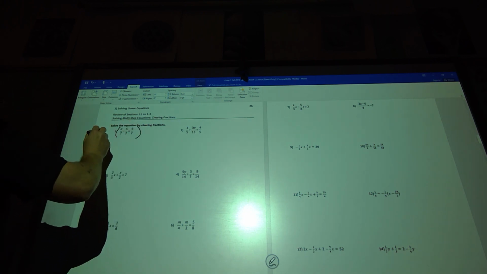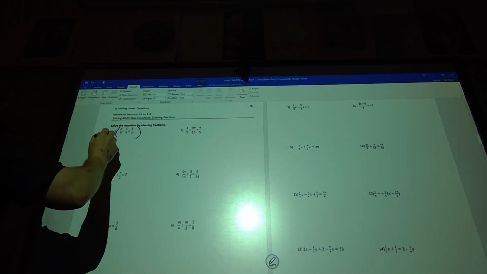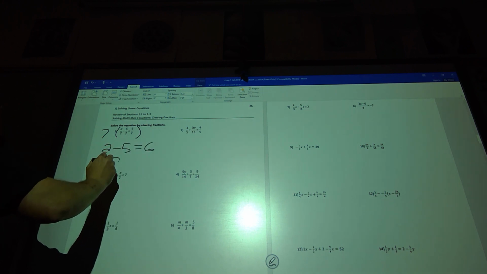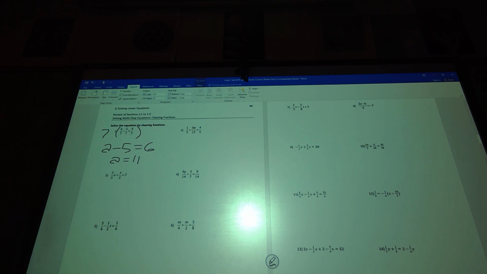I'm going to clear the denominator. I'm going to multiply everything by 7 first. So that's going to clear the denominator. So you get a minus 5 is equal to 6. Add 5 to both sides, so you get 11.